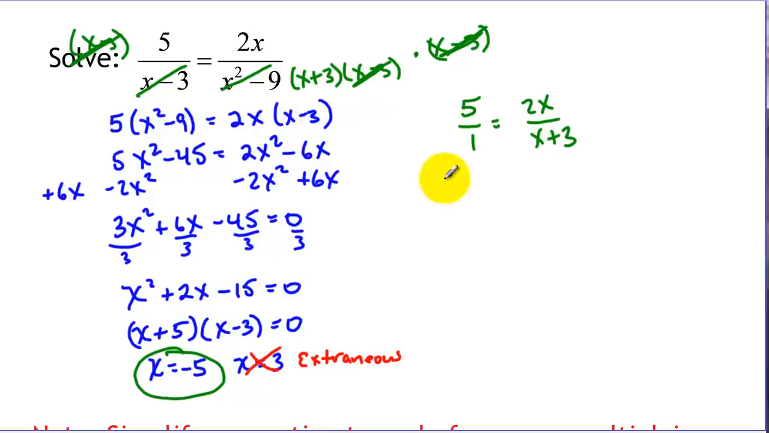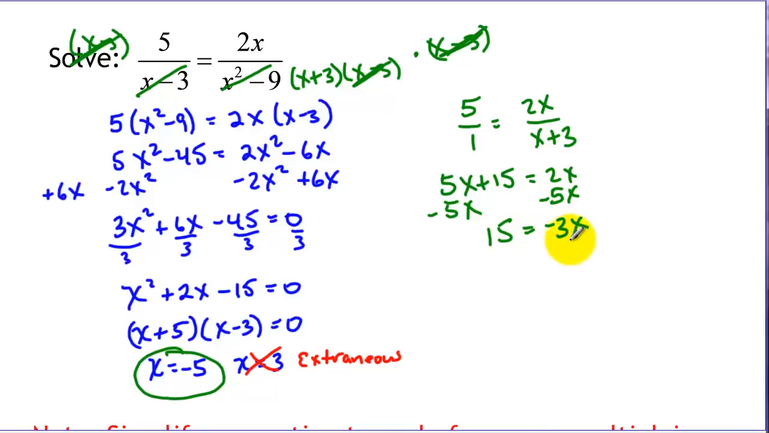Now we'll cross multiply. And now we have a linear equation, so we can get the x by itself. Divide by the negative 3. And we get negative 5 equals x. And we check to make sure back in the original problem that we don't get a divide by 0. So we get our answer.